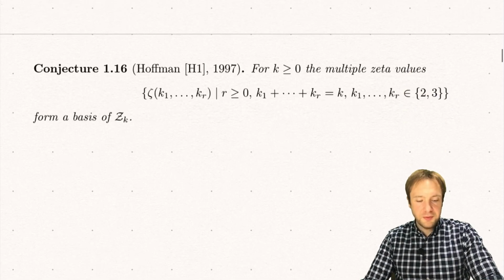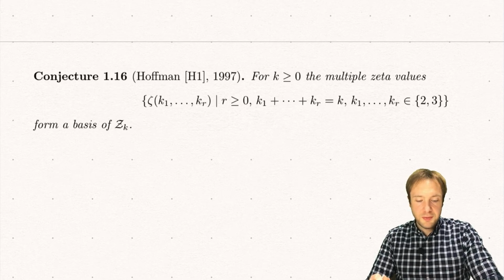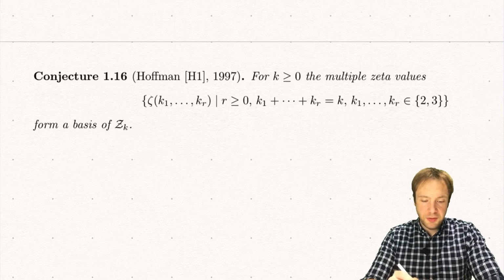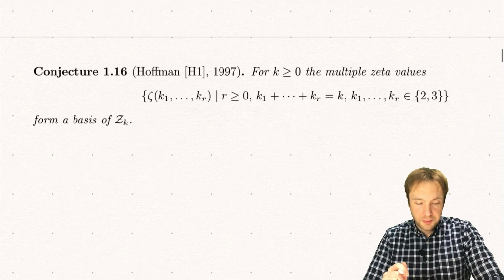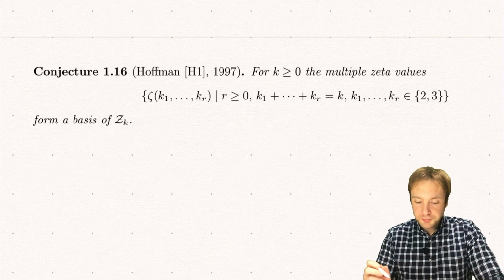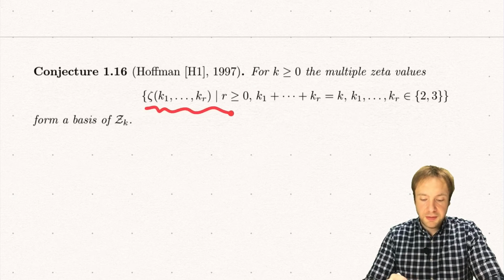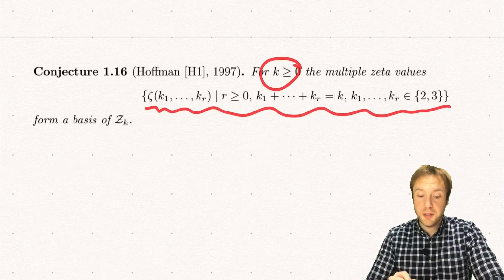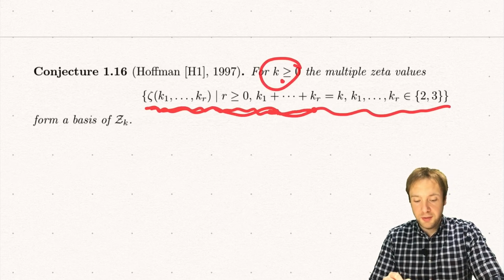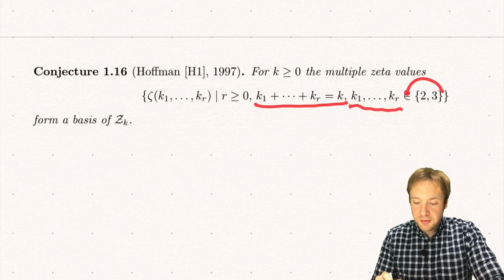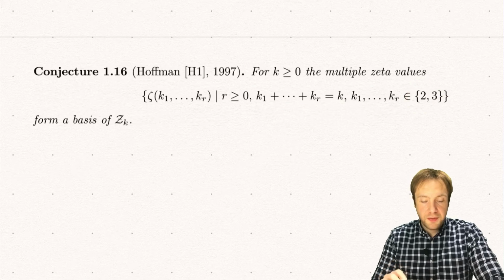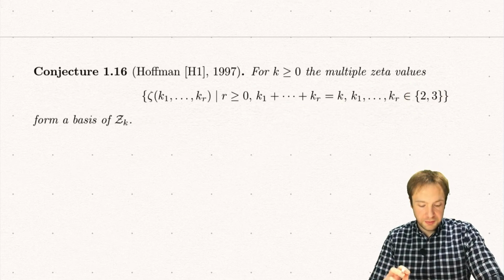Okay, so the next conjecture I want to mention is due to Hoffman. Namely, he conjectures that there's actually an explicit basis for these Z_k's. His conjecture states that for fixed weight k, the set of all multiple zeta values of weight k, meaning the sum of the k_i's is k, where all of these k_i's are either 2 or 3, forms a basis of the space Z_k.